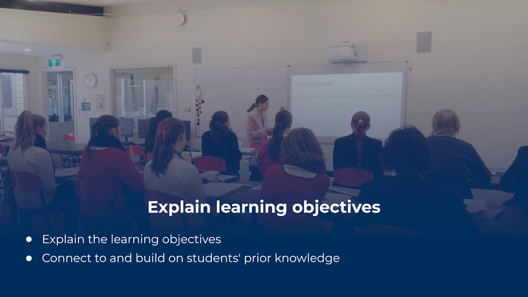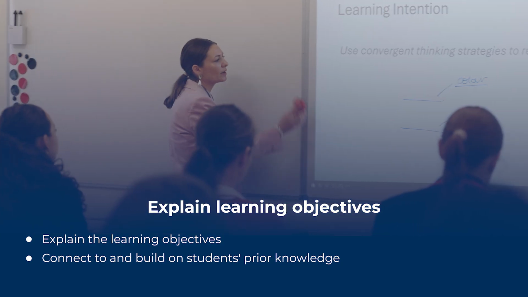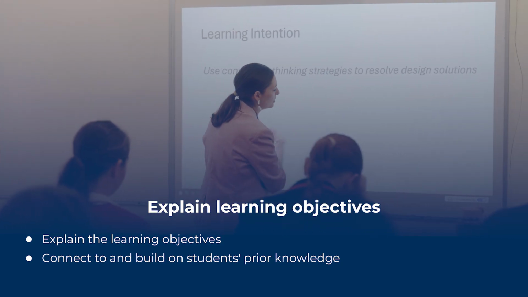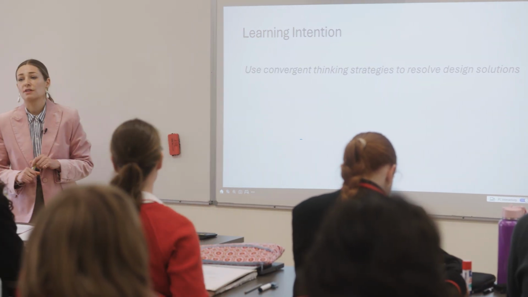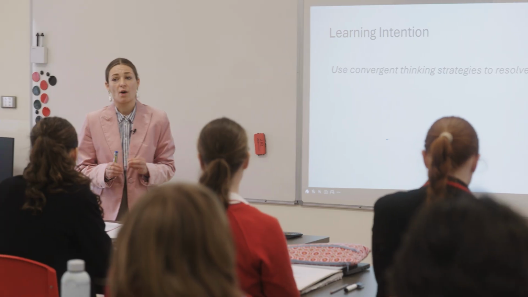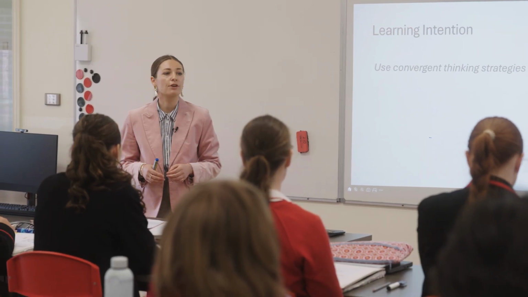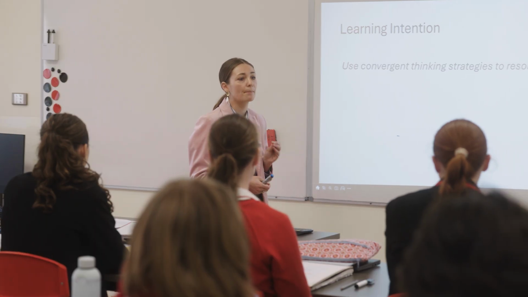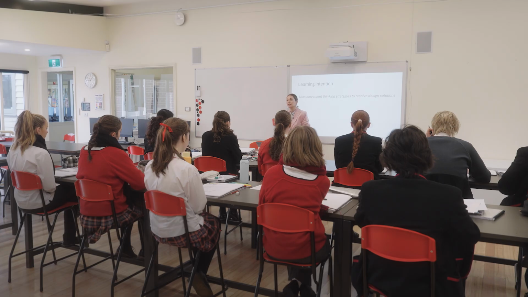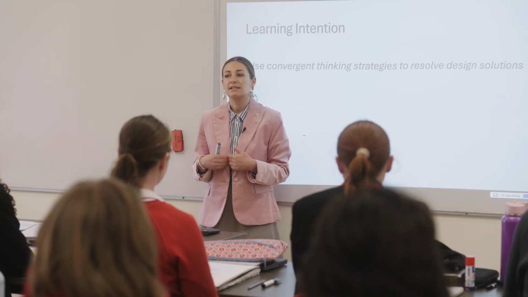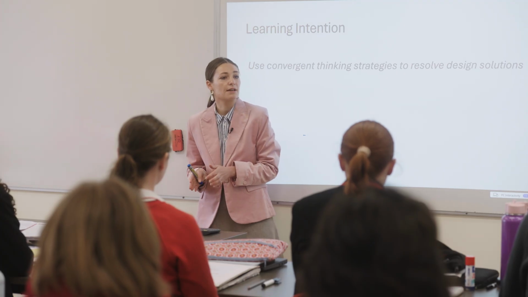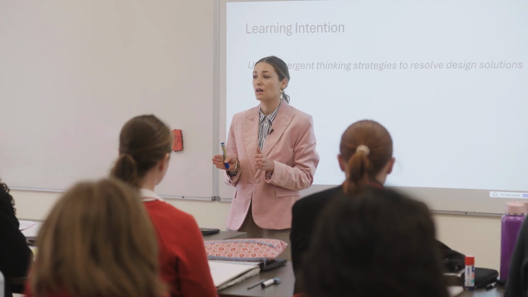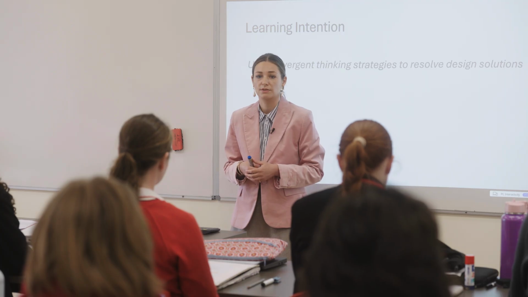Let's move into our lesson for today. Today we are going to be looking at convergent thinking strategies to resolve design solutions. We have looked at convergent thinking in Unit 1, in Outcome 1, when we created our lighting designs. Convergent thinking was really important in that part of the design process because it allowed us as designers to think critically about our work and make decisions in reference to our design briefs. The design brief identifies your design problem as a designer that you're solving throughout the design process.